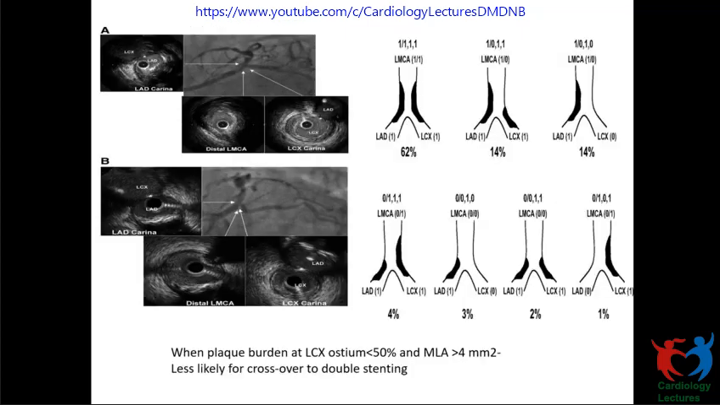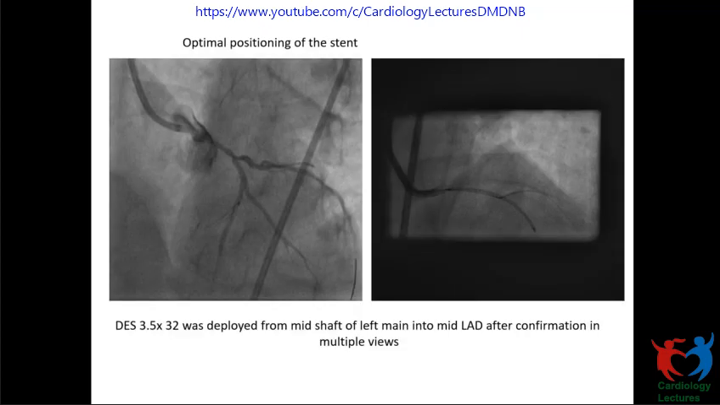This is one classification based on IVUS, where you classify the LAD LCX lesion, and when the plaque burden at the LCX ostium is less than 50% and the MLA at that carina is more than 4 mm square, it is less likely that we will require double stenting. So keeping this in view, we went for a provisional stenting from the left main to the LAD.